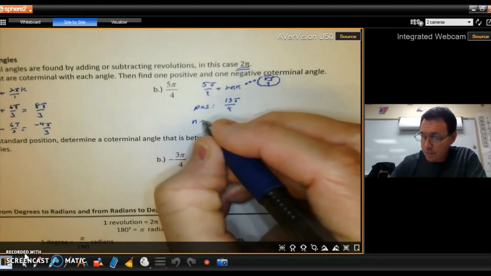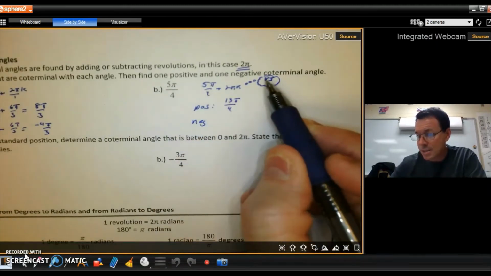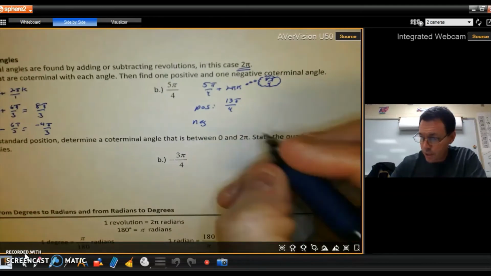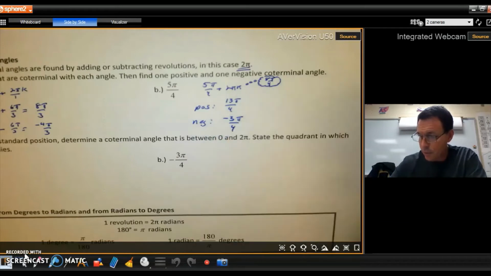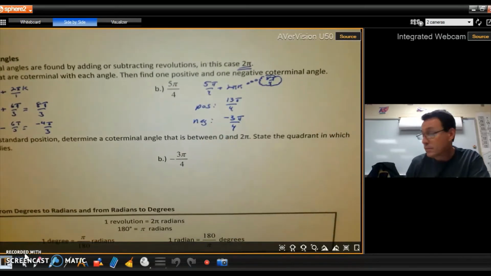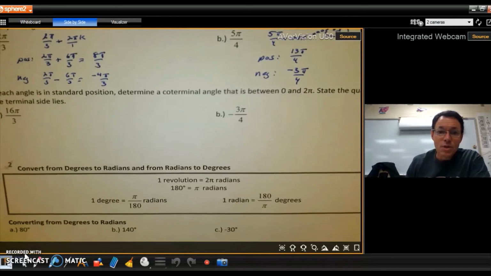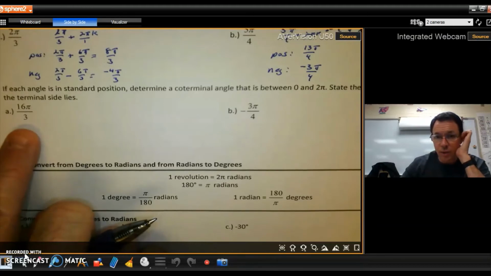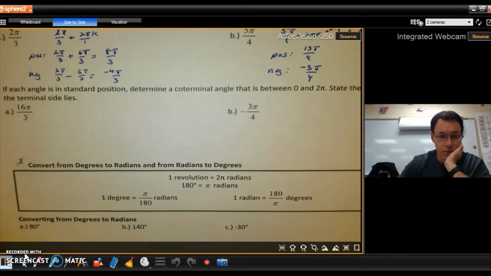How about a negative? Well, that'd be 5 pi over 4 minus 8 pi over 4. So 5 minus 8 is negative 3. So that's our answer. Negative 3 pi over 4. Now, just like yesterday, when this is going to be most useful is if I give you an angle that's way, way, way too big, and we want to unwind those revolutions so we can actually see what the angle looks like.